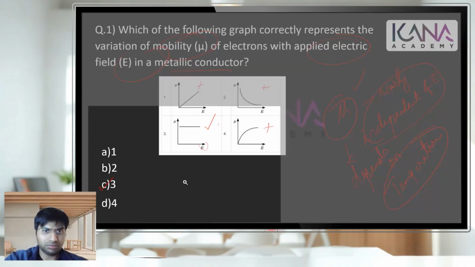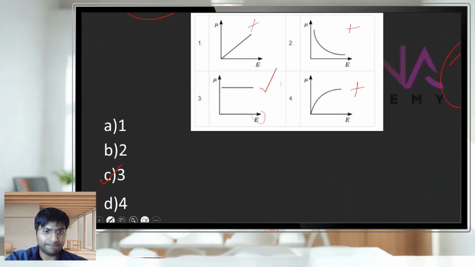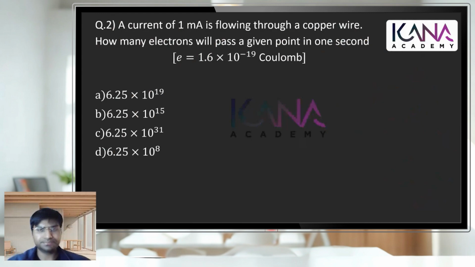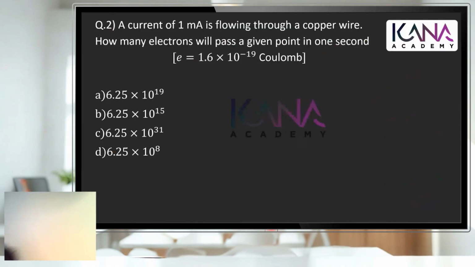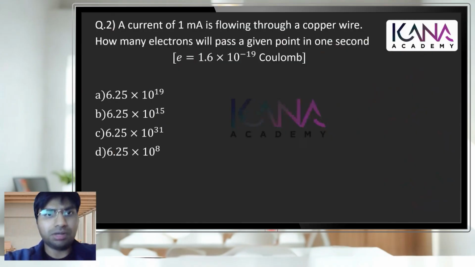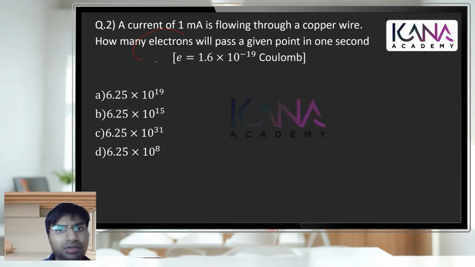Okay. Next question. There is a current of 1 microampere flowing through a copper wire. We need to find how many electrons will pass a given point in 1 second.